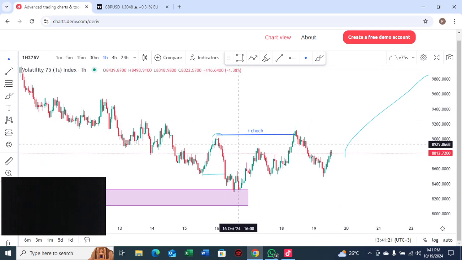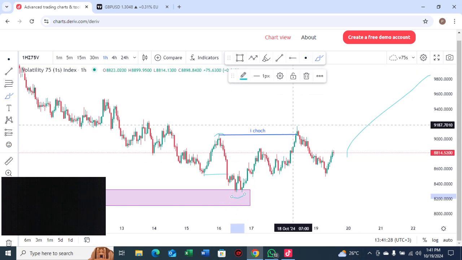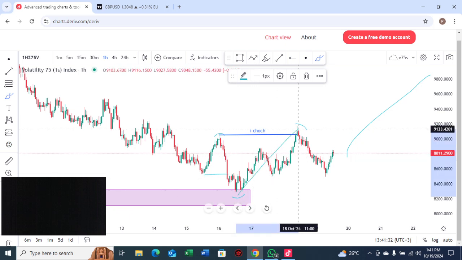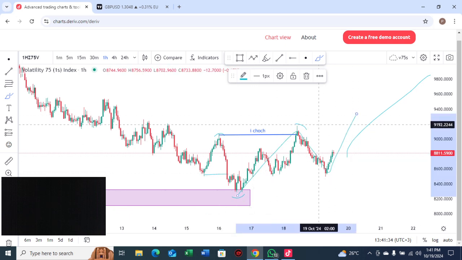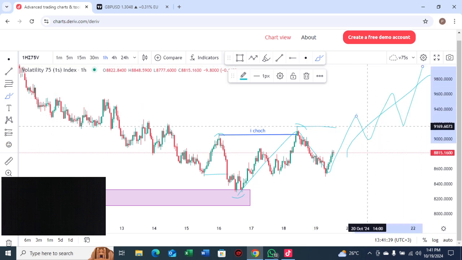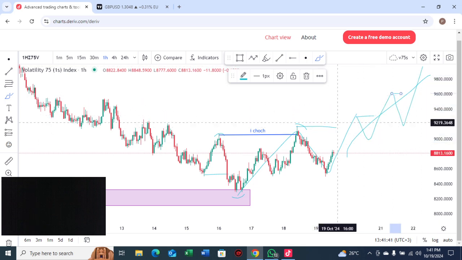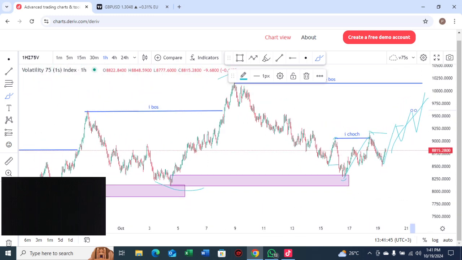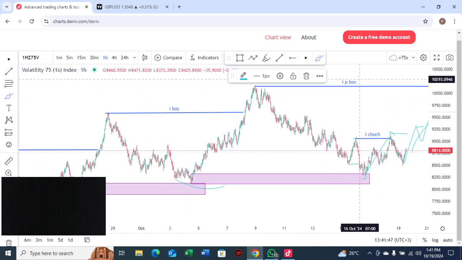So having this change of character, what are we expecting? We have another range. It's very simple. We have this low and this high. Since the market moves in two phases, we have the impulse, retracement, then the continuation like this. So our structure will be forming like this, if the market obeys our analysis. And remember, the aim is to take out this internal BOS here.